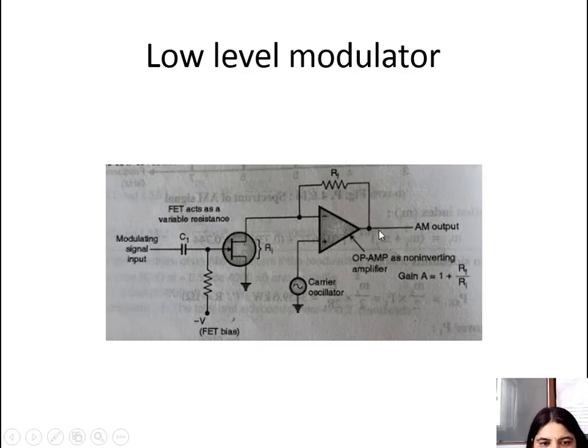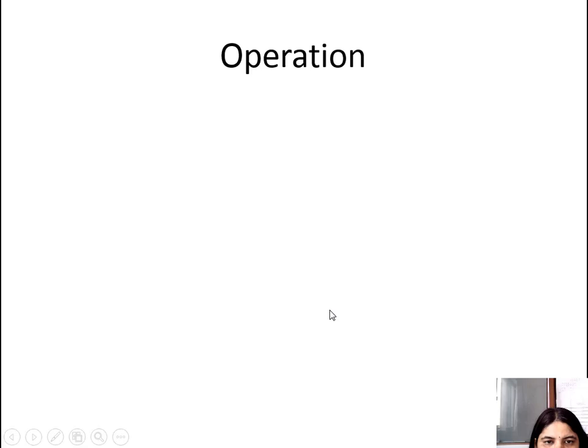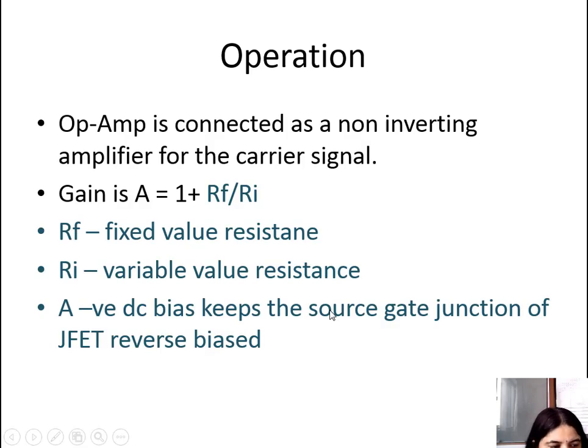So this way we can say that the carrier amplitude is either increasing or decreasing, depending upon the modulating signal input. So here the operation is again described. The op-amp is connected as a non-inverting amplifier. Gain is 1 plus Rf upon Ri. So as Ri increases or decreases, the gain can be changed.